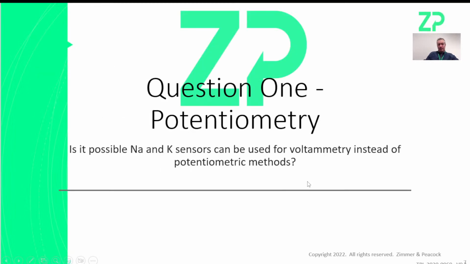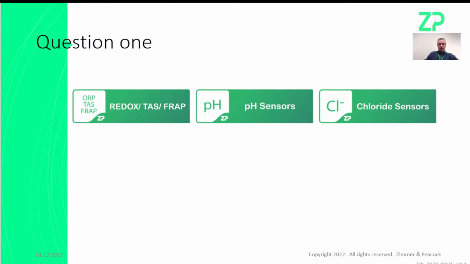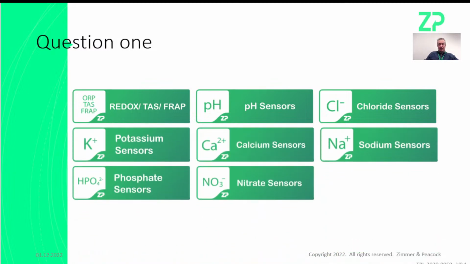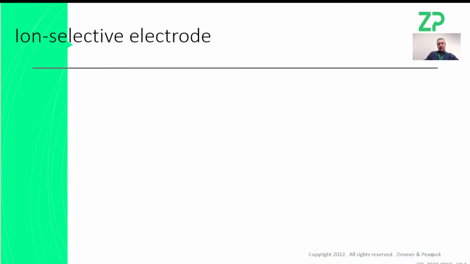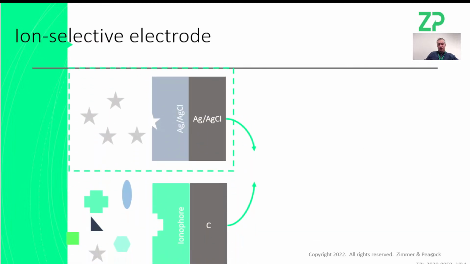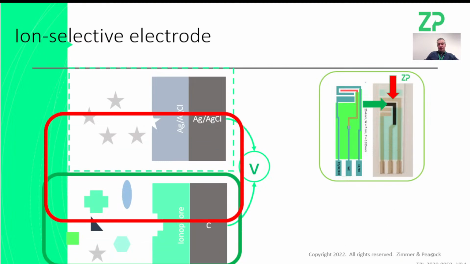So the first question is about our sodium and potassium sensors, which we often use as potentiometric sensors, and the question is, can I use them as voltammetric sensors? I will discuss it because we have a lot of potentiometric sensors: redox, pH, chloride, potassium, calcium, sodium, phosphate, nitrate, ammonium. They're all forms of ion selective electrodes. The ion selective electrode has 2 main components: a reference electrode and an electrode that's been functionalized with an ionophore, for example, and we measure the voltage between them.